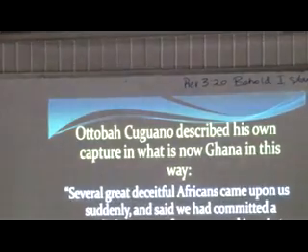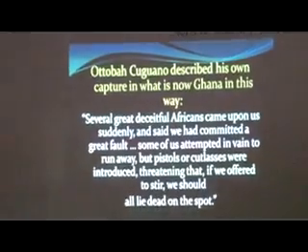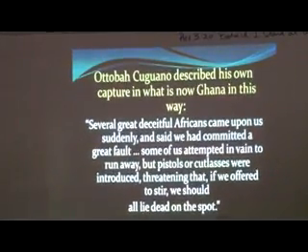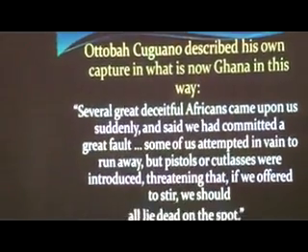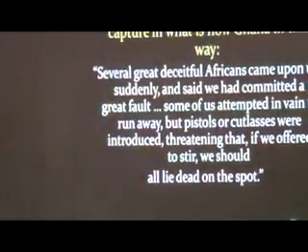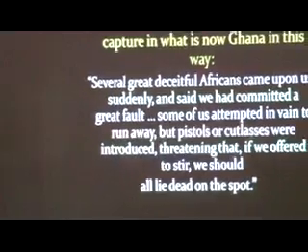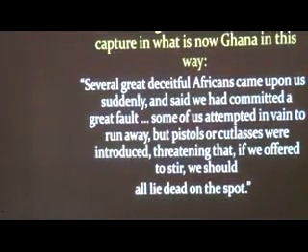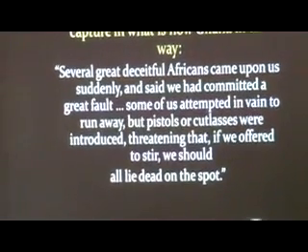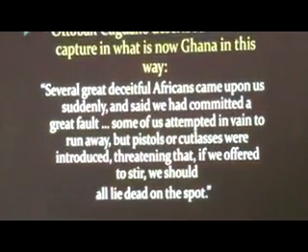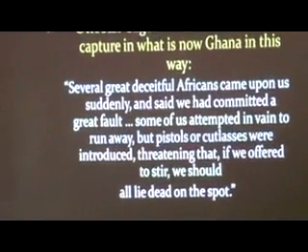Otuba described his own capture in this way. He said, "Several great deceitful Africans came upon us suddenly and said we had committed a great fault. Some of us attempted in vain to run away, but pistols or cutlasses were introduced, threatening that if we offered to swim, we should all die on the spot."